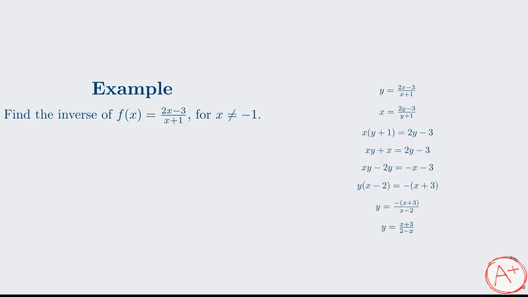To make this look cleaner, we can multiply the numerator and denominator by negative 1. y equals x plus 3 over 2 minus x. Thus, the inverse function is f inverse of x equals x plus 3 over 2 minus x, for x not equal to 2.